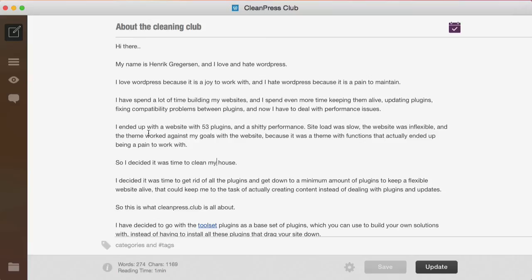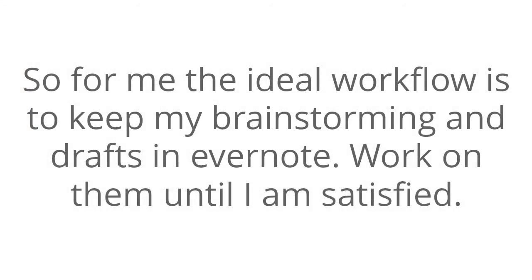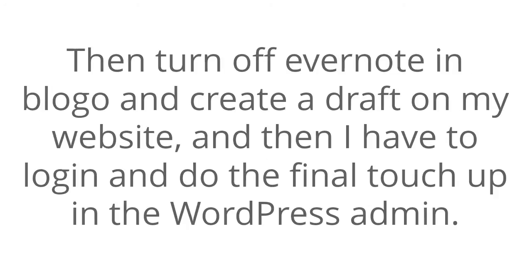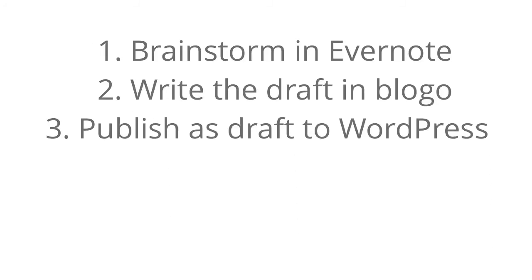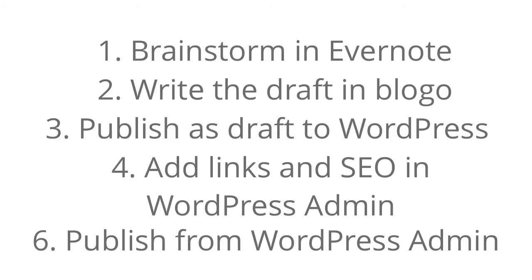So for me, the ideal workflow is actually to keep my brainstorm and drafts documents in Evernote, work on them in Evernote on my computer or my smartphone or my tablet, whatever, until I'm satisfied with it. Then I want to be able to turn off Evernote in Blogo and create a draft on my website. Then I want to log in on my website in WordPress and do the final touch-up in WordPress admin. So my ideal way of working with content would be to work with the draft in Evernote, then publish it as a draft document to WordPress, and then finish the work with the content in WordPress. It is not a good solution that I have to go and turn on and off the Evernote integration to be able to save my content as a draft to WordPress.